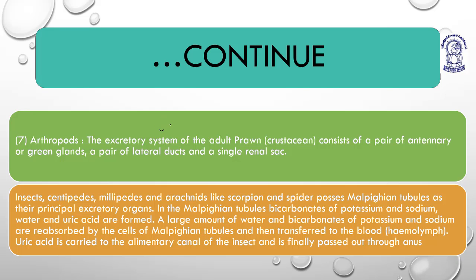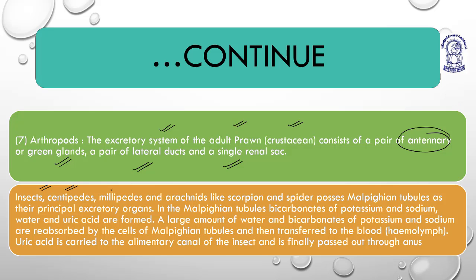Arthropods: the excretory system of the adult prawn, that is crustaceans, consists of a pair of antennary glands or green glands, a pair of lateral ducts, and a single renal sac.